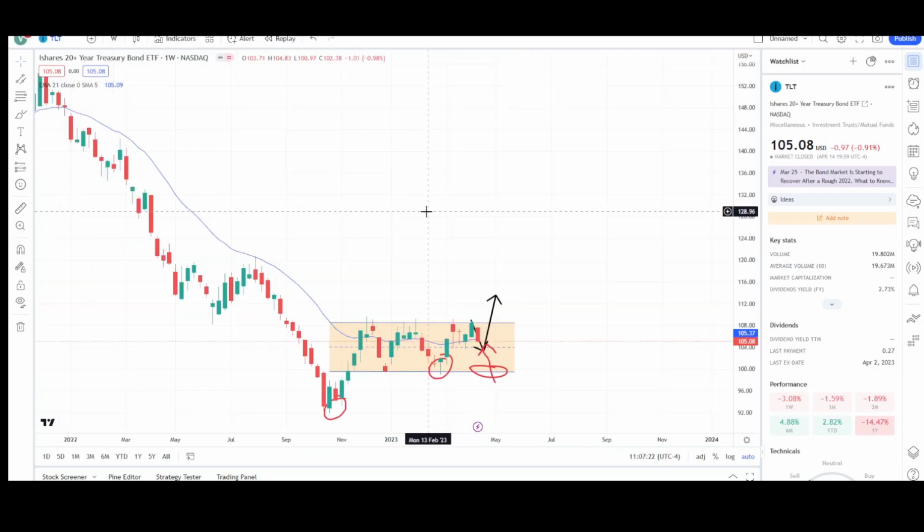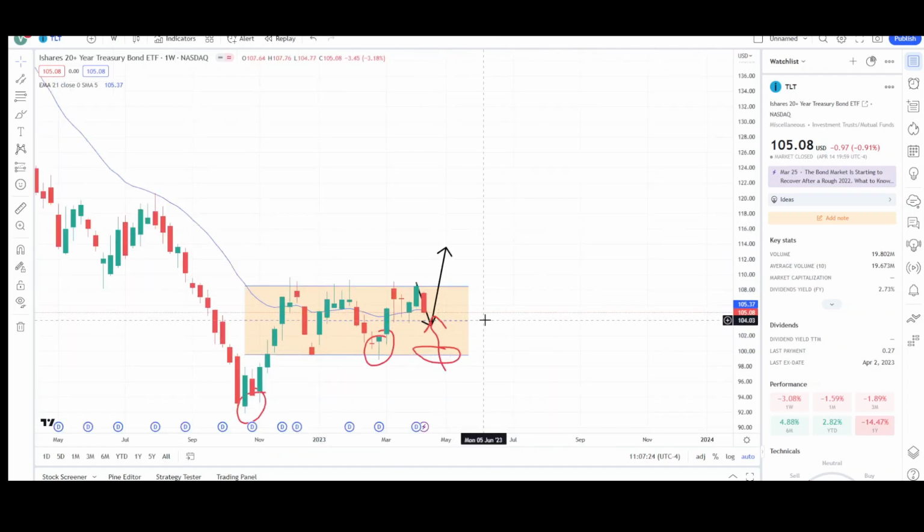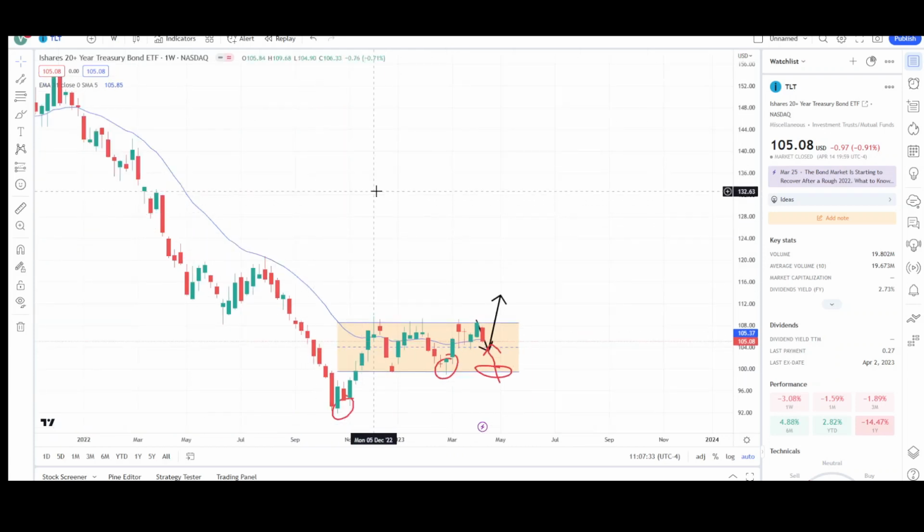So that's how I'm looking at TLT. I'm looking for that support to hold. If it does, we're going higher. If we break it, I'll be looking for a trap for the longs for the prices to drop lower. So that's all I have for TLT this week, Saturday.